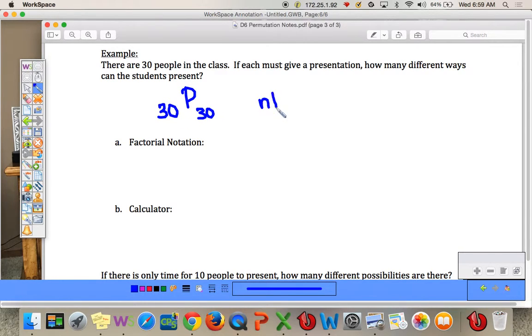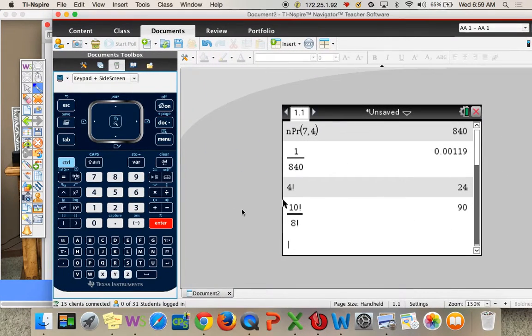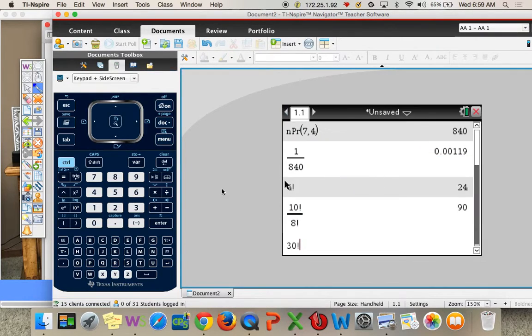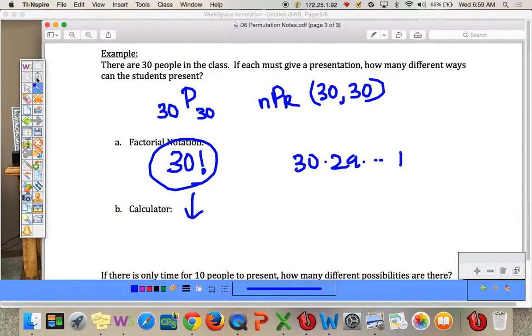So on our calculator, that's nPr, 30 out of the 30, you're choosing 30. Or this is 30 factorial, which means 30 times 29 all the way down to 1. This is probably shorter to do, so on our calculator, let's try that. 30 factorial. Okay, so it's a really, really big number. So I'm not going to write that down.